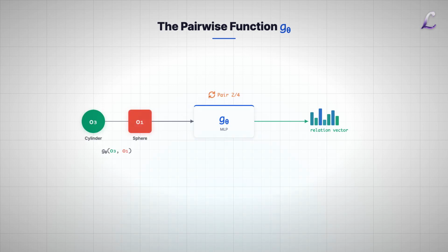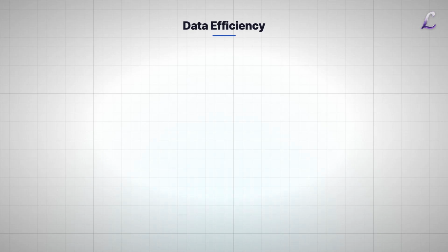Crucially, we use the same g theta function for every single pair of objects. We don't learn a new rule for every pair. We learn one universal rule for how objects relate generally. This creates massive data efficiency.